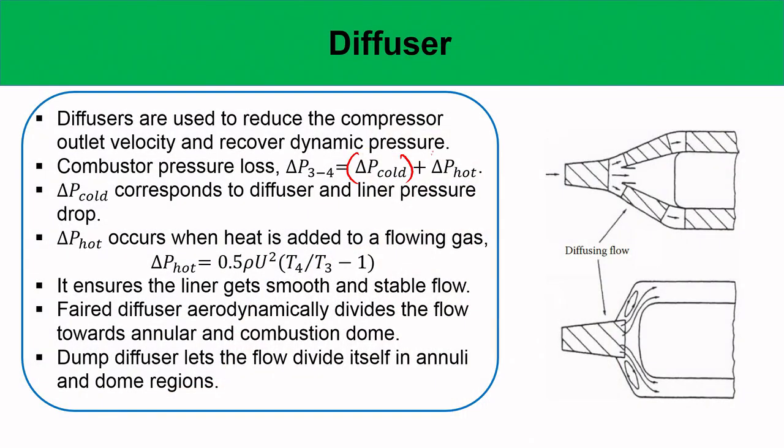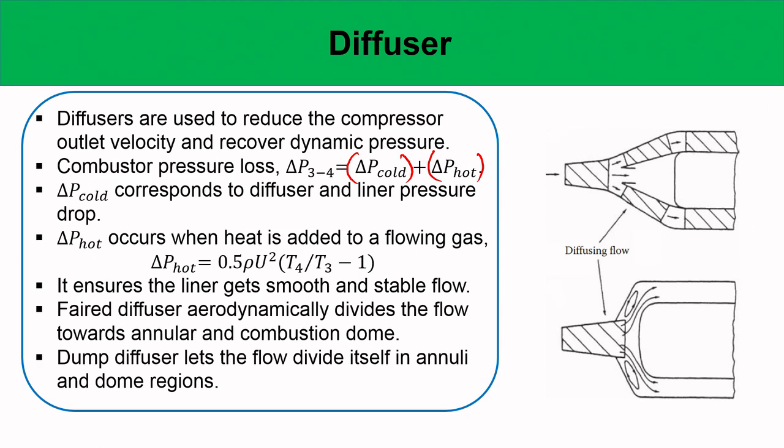So for that there is always an inevitable cold loss, and then there is a hot loss. The cold loss corresponds to the diffuser and the liner pressure drop. In the liner, because of the tortuous path it follows due to the cooling holes, etc., it actually creates some turbulence which helps in mixing. So this cold loss is not so bad. But in the diffuser, of course, because of the walls, it also has some losses.